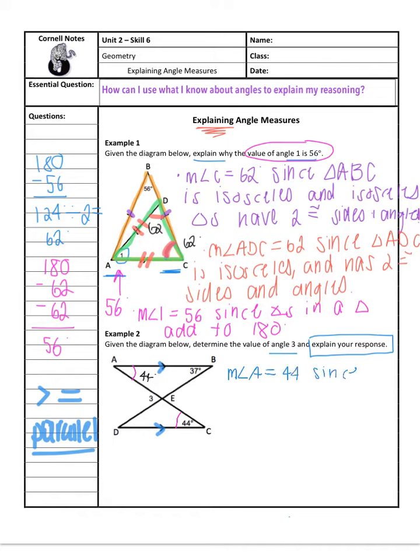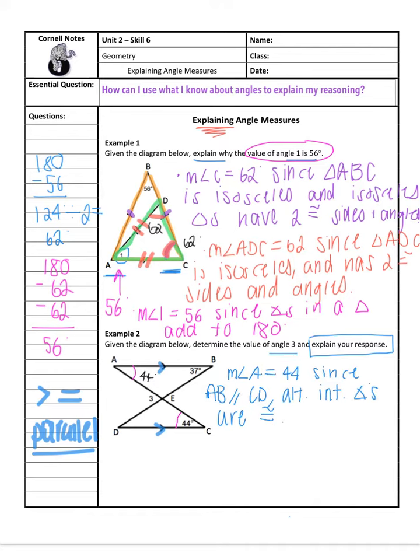Since lines are parallel, we can actually be specific here: since AB is parallel to CD, alternate interior angles are congruent. Now remember, you can't just say angle A is 44 since lines are parallel, and you can't just say angle A is 44 since alternate interior angles are congruent. You have to have both pieces of information there to get full credit.